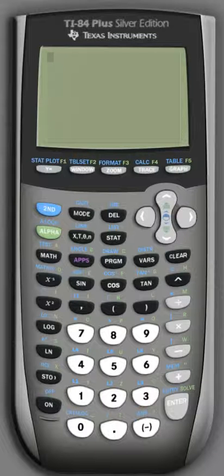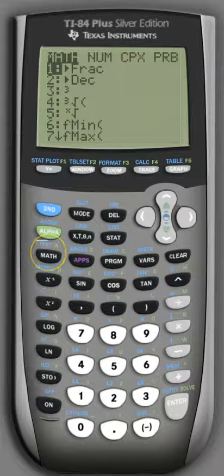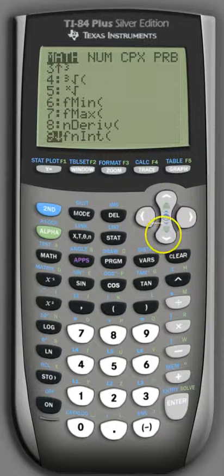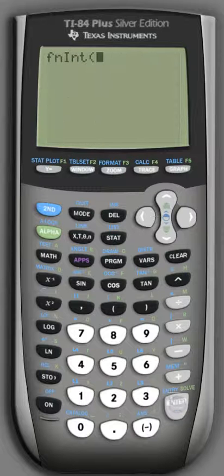So for instance, say I want to integrate x squared from 0 to 3. Right? So I've got my calculator here. I'm going to press the math button and go down. Actually, I would go up, but I'm going to go down to number 9. Number 9 on this calculator is fnInt. So I'm going to select that. I'm going to say what function I want to do. So x squared. Essentially this is the dx.